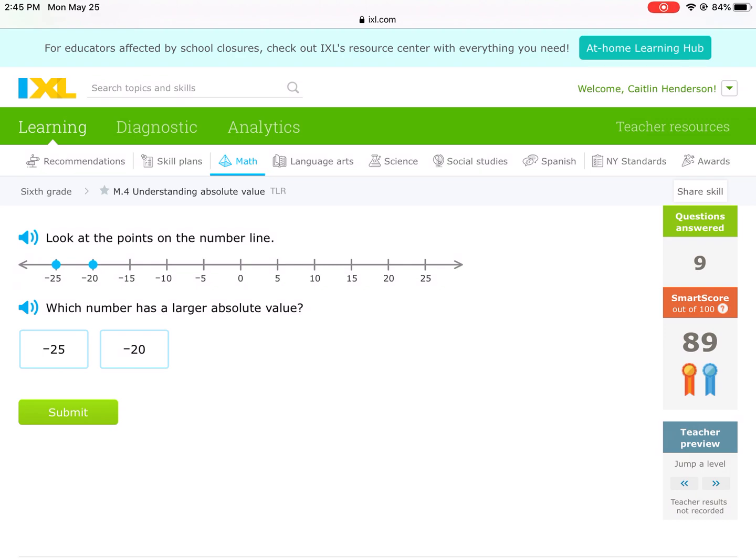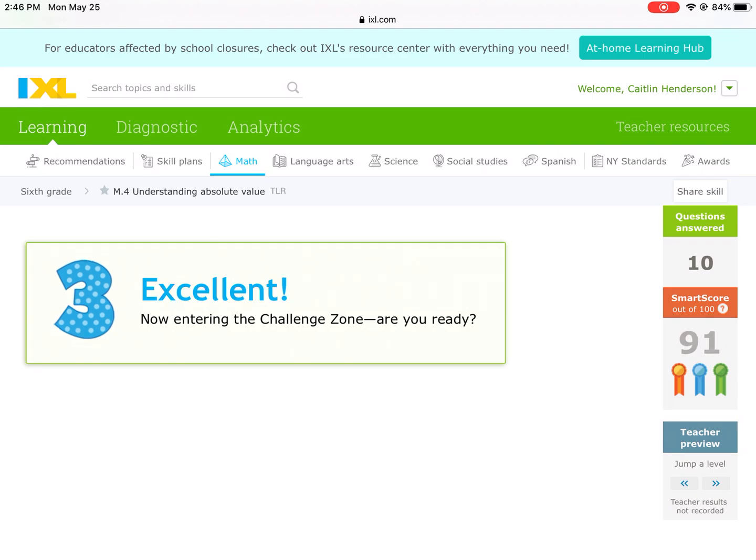All right, awesome. We have two negatives now. What number has a larger absolute value? So we have negative 25 and negative 20. But remember, the negatives really don't matter right now. 25 is a distance of 25 away from 0. 20 is a distance of 20 away from 0. So which one's further from 0? Which one has a larger absolute value? That's going to be negative 25 because it's 25. Think of it in terms of steps. It's 25 steps away from 0. It's further. It has a larger distance.